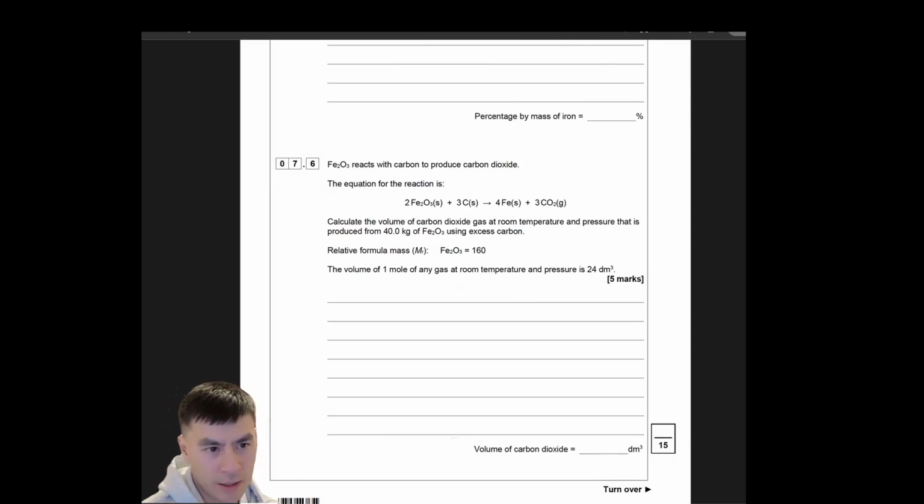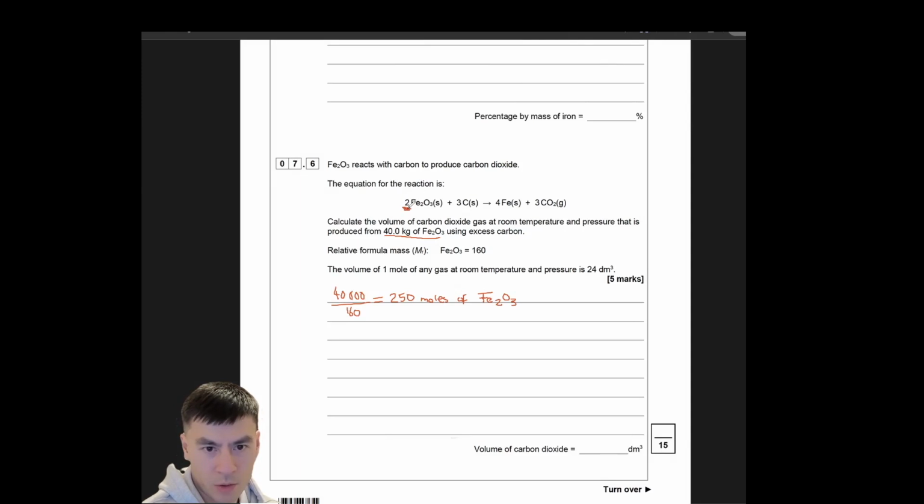Okay, right. The first thing to do is we need to find out the moles of Fe2O3. Mass divided by Mr, 40 kg in grams divided by Mr equals moles. 250 moles of Fe2O3.